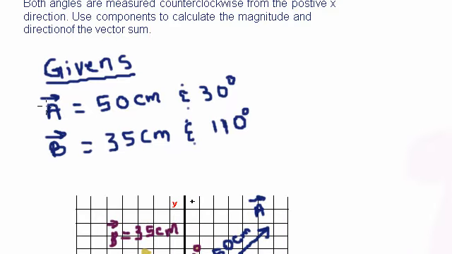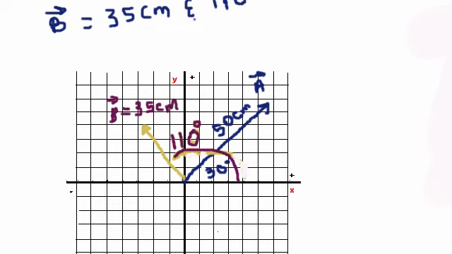Alright, so what do we have? We have vector A, which is equal to 50 centimeters and is 30 degrees. And let's look at the picture. I already have everything set up. This blue line right here is vector A, and it's 50 centimeters. And the degrees is 30 degrees.